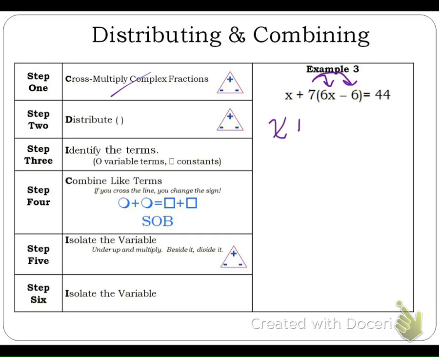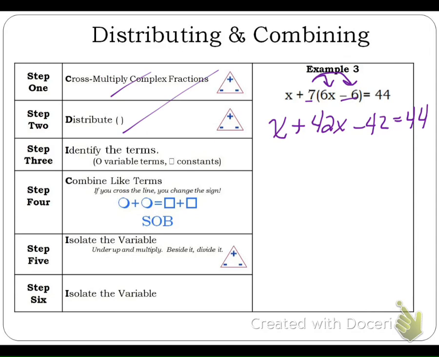Have x plus, because it's a positive times a positive, so it stays positive. 7 times 6 is 42x. And yes, I have to write that positive there, 42, because it's no longer the first term in the expression. Or it never was. 7 times negative 6 equals negative 42, which equals 44. Just copy down that equals 44.